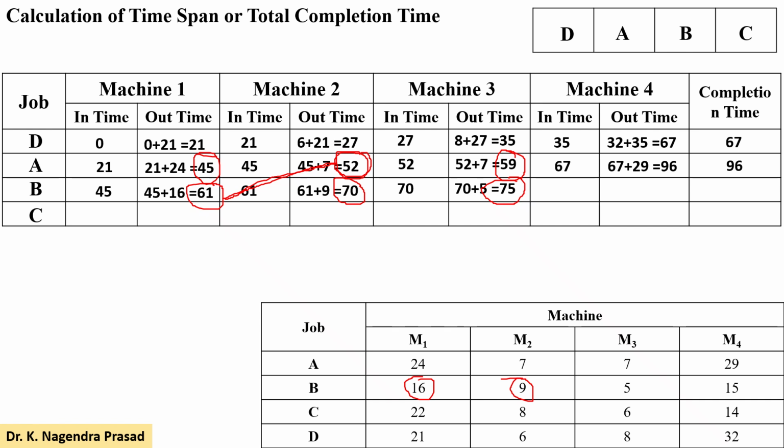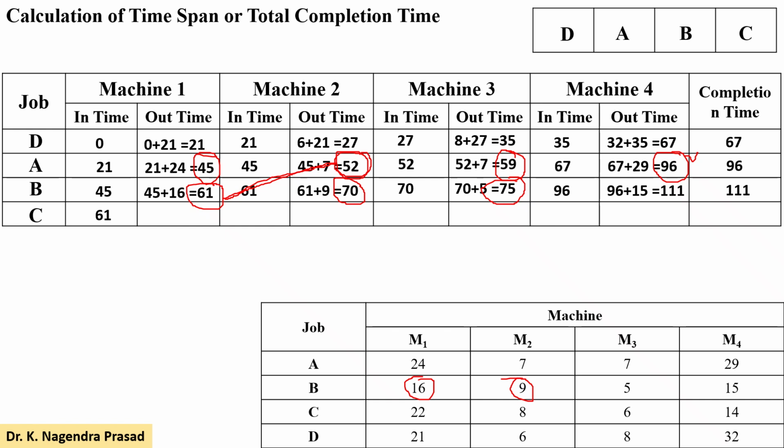It should be moved to machine 4, but machine 4 is engaged with job A up to 96 hours. So after 96 hours only job B will be moved on machine 4. So in time for job B on machine 4 is 96, and the processing time is 15. So 96 plus 15 is equal to 111. So the completion time for job B is 111 hours.